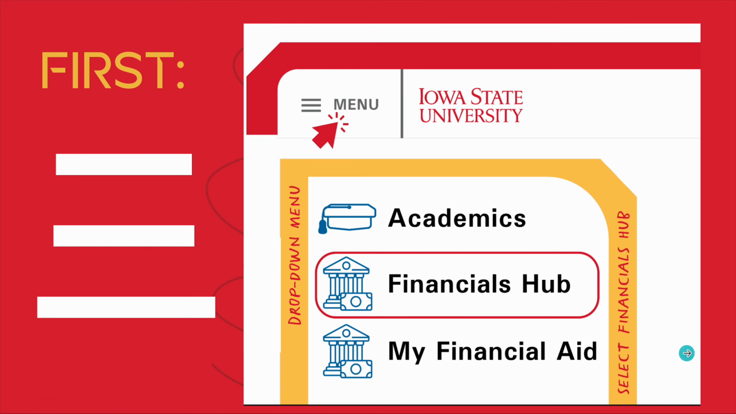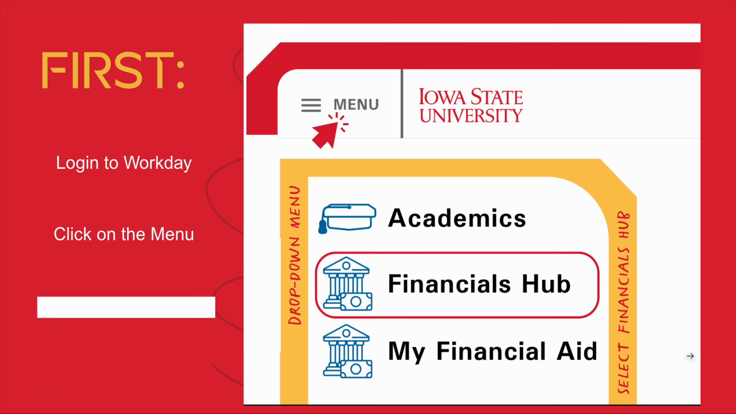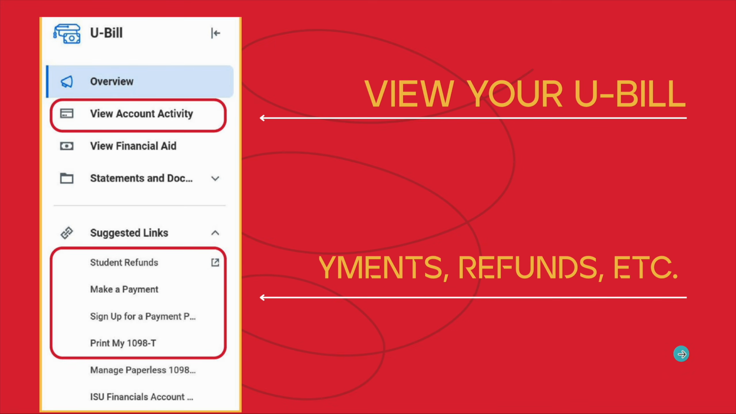Let's start by viewing your U-bill. First, log into Workday, click on the menu in the top left, and then select Financials Hub. On this menu, you can click View Account Activity to view your U-bill. There are also some other options below that we'll review later, but for now, just click on View Account Activity.